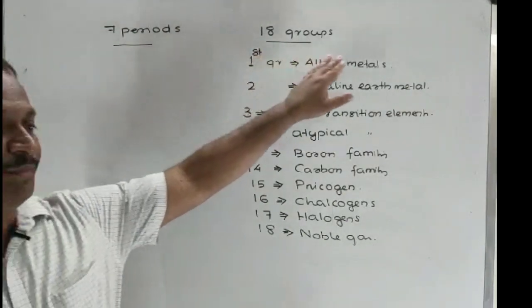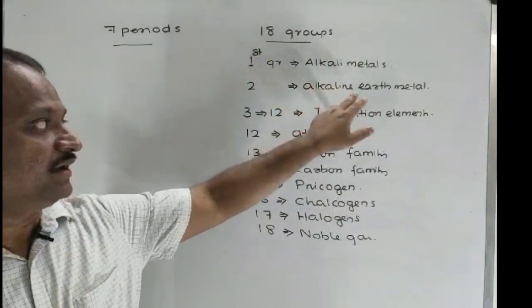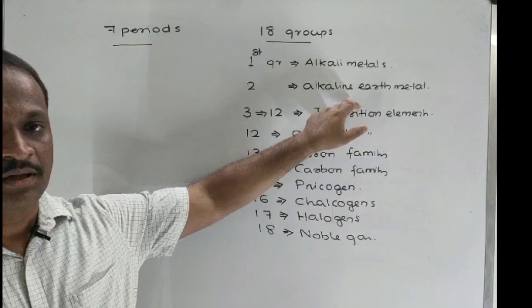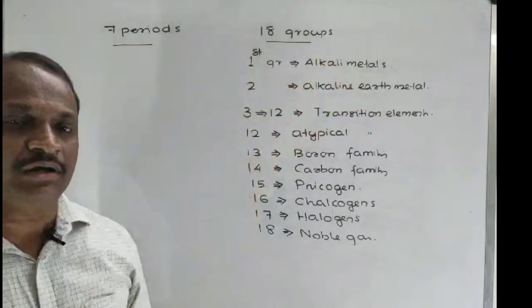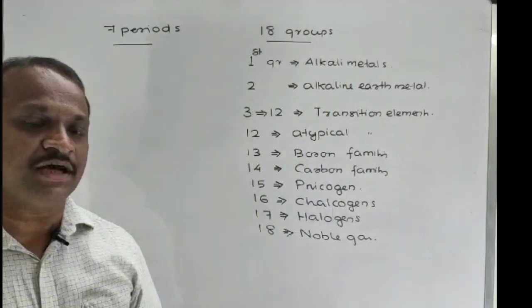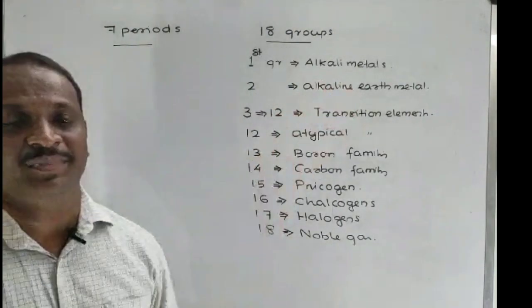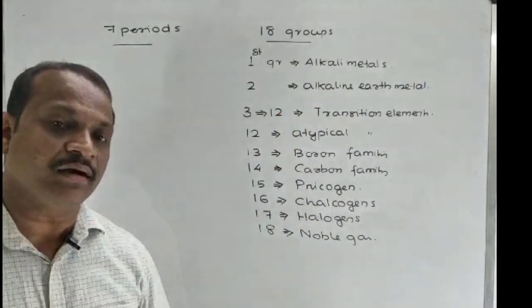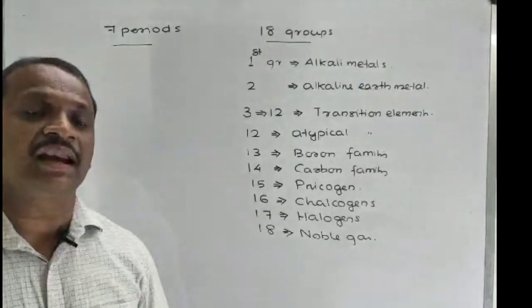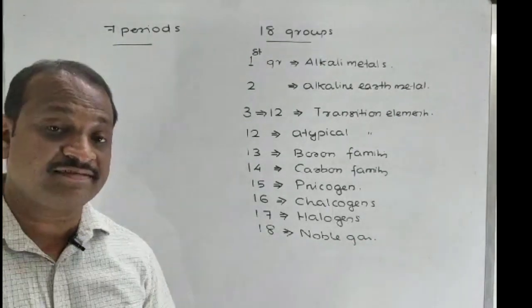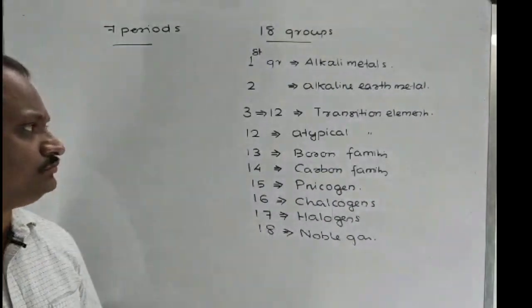First group, alkali metals. Second group, alkaline earth metals. Why do we call it alkali metal? Because their metal oxides are basic in character. Second one, alkaline earth metal. Why do we call them alkaline earth metals? Their oxides are alkaline, and at the same time they exist in the earth's crust.